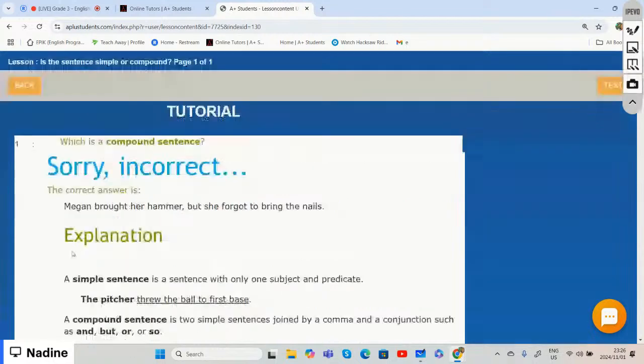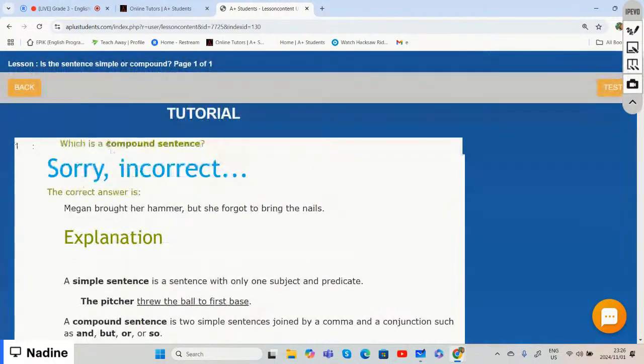So now we're going to say whether this is a compound sentence, or we're going to have to say which one is a compound sentence.